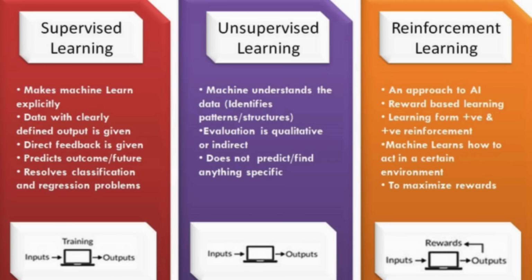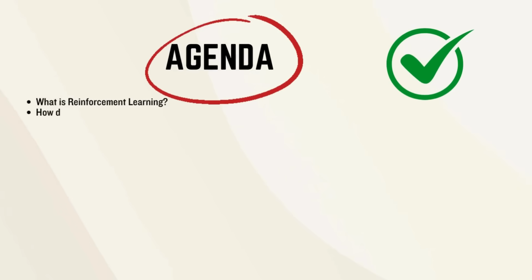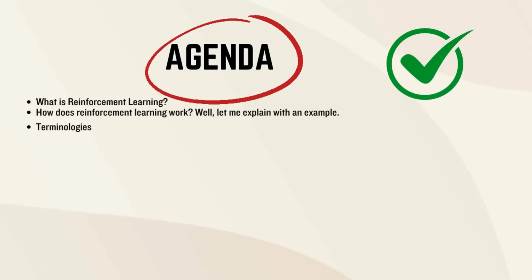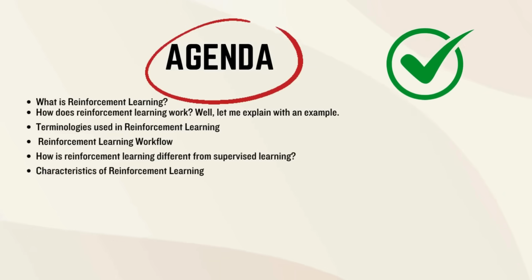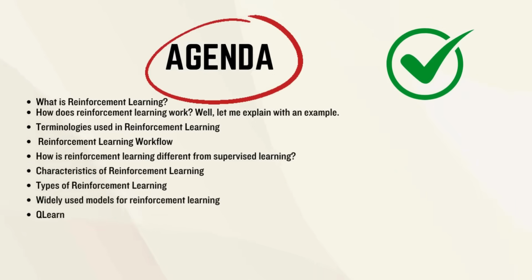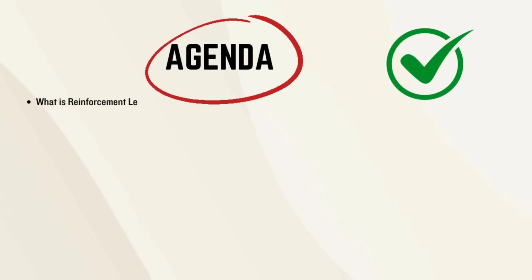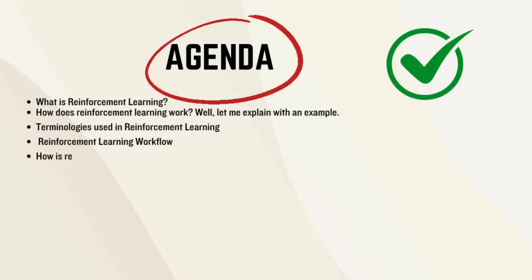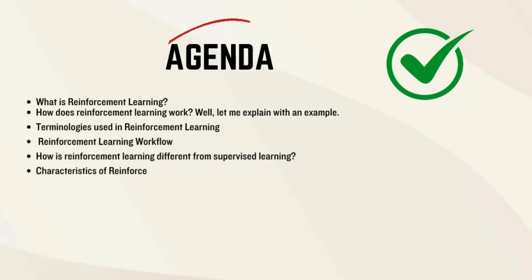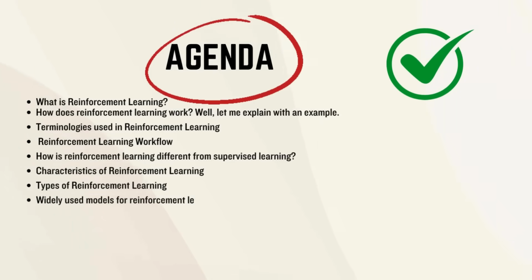In this video, let's discuss a type of machine learning that works on a training method based on rewarding desired behaviors and punishing undesired ones. Yes, it's all about reinforcement learning. How does reinforcement learning work? Terminologies used in RL, benefits and challenges of RL. How is reinforcement learning different from supervised learning? Characteristics and types of reinforcement learning. Widely used models for reinforcement learning. What is Q-learning and final conclusion?